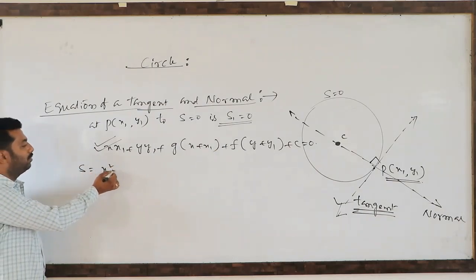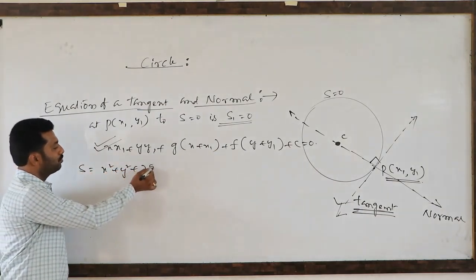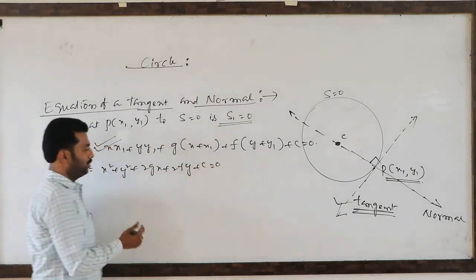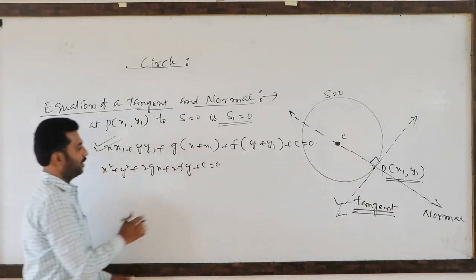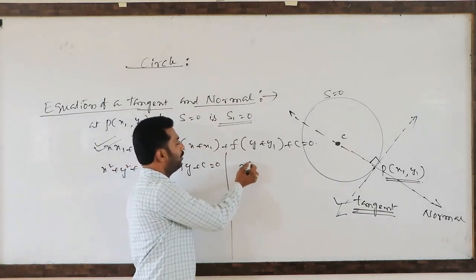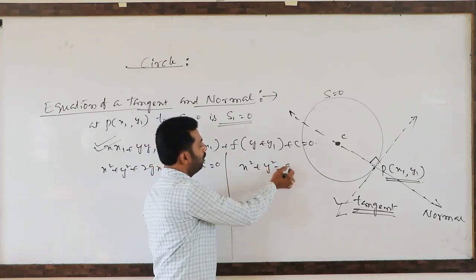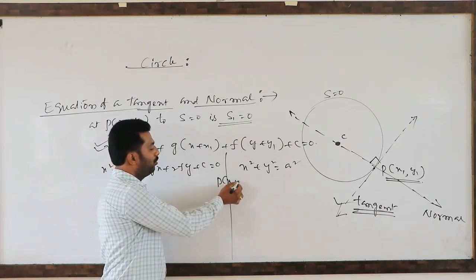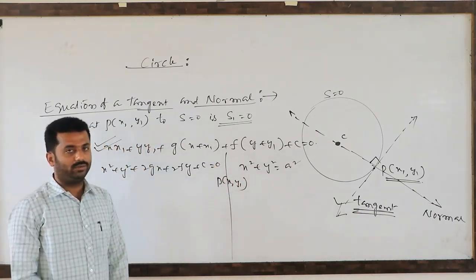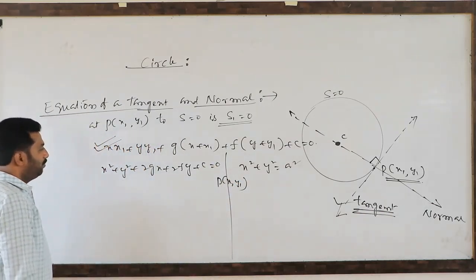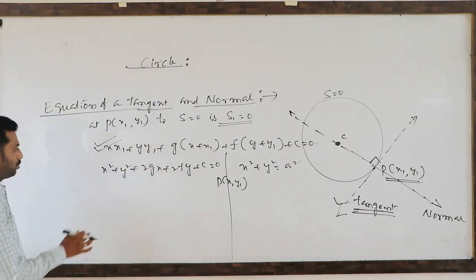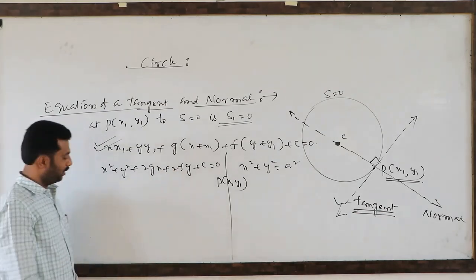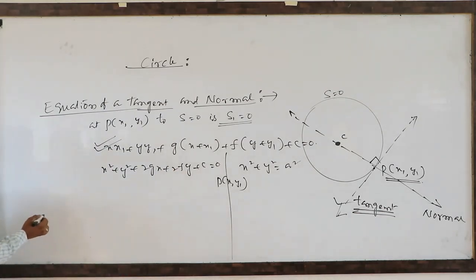Suppose S is equal to x square plus y square plus 2gx plus 2fy plus c equal to 0. The given circle is like this, the standard equation of a circle. At P of x1 comma y1, how to calculate the equation of the normal? Very simple. Here the center will come; the g value and f value we have to calculate. So you tell me the equation of the normal.